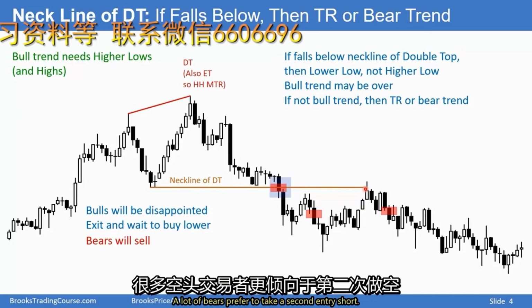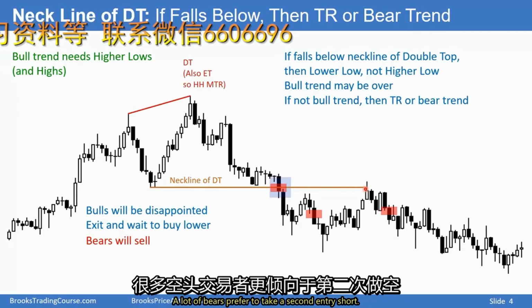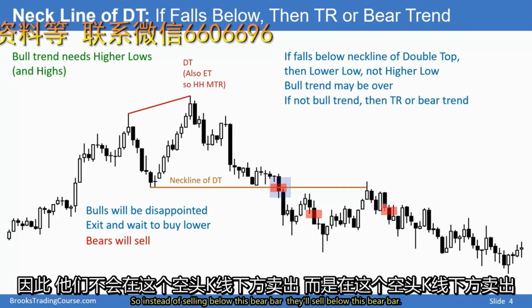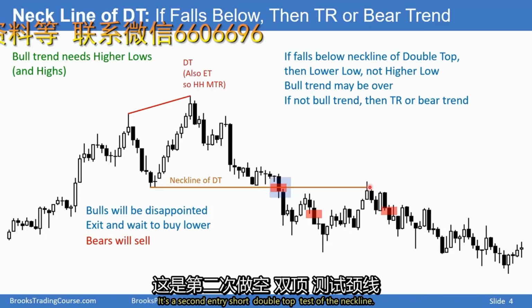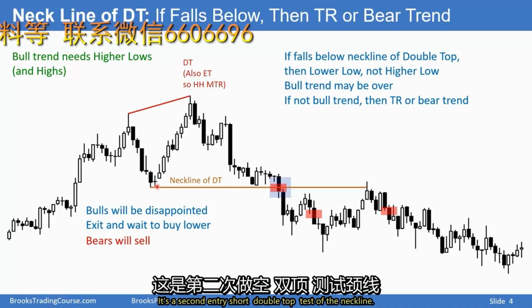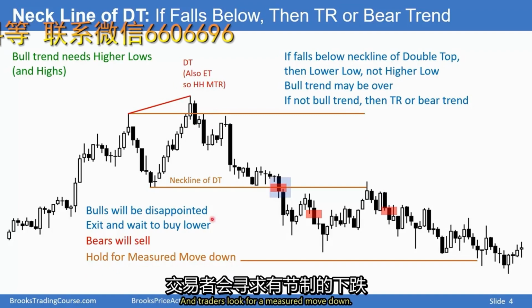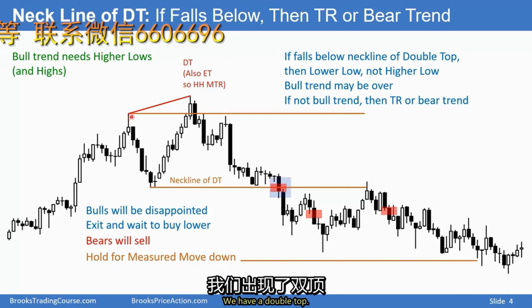3 consecutive bull bars, a lot of bears prefer to take a second entry short. So instead of selling below this bear bar, they'll sell below this bear bar. It's a second entry short, double top, test of the neckline. And traders look for a measured move down. We have a double top.